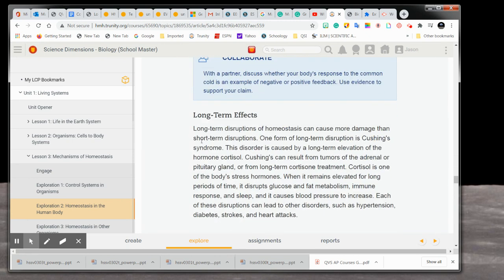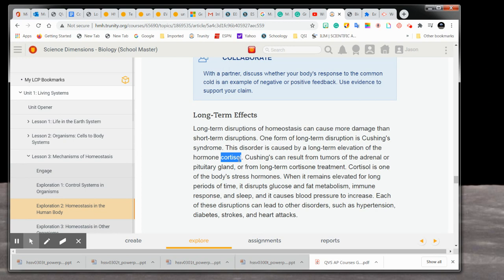However, in some situations, long-term effects of an imbalance of homeostasis can cause major damage. One of those is an interesting disruption called Cushing's syndrome. Now, this disorder is caused by a long-term elevation of the hormone cortisol. Cortisol is a hormone that is released in stressful situations, is one of the situations.